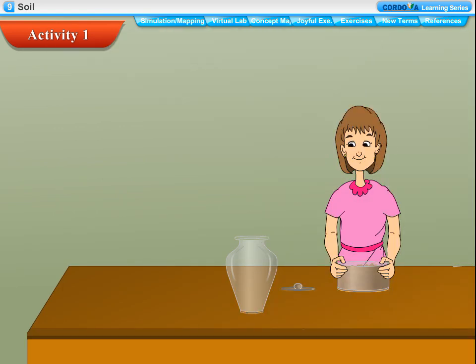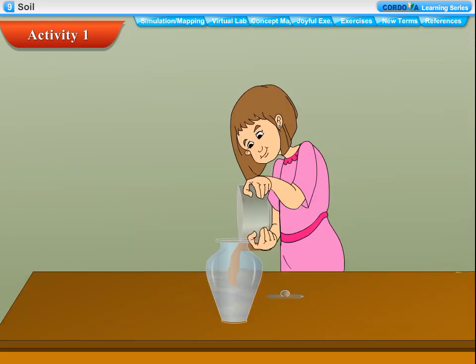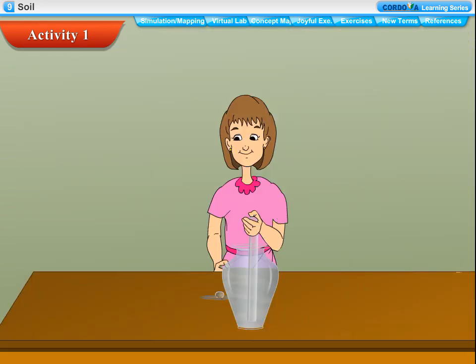We now take a glass tumbler and fill 3/4 of it with water. We add a handful of powdered soil to it. We stir the mixture well with a glass rod and allow it to stand undisturbed for a few hours.